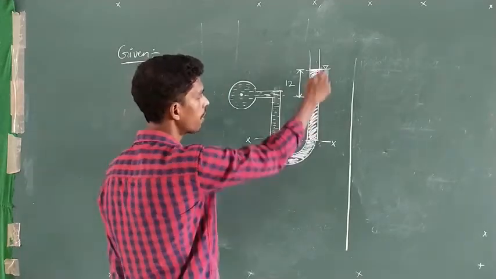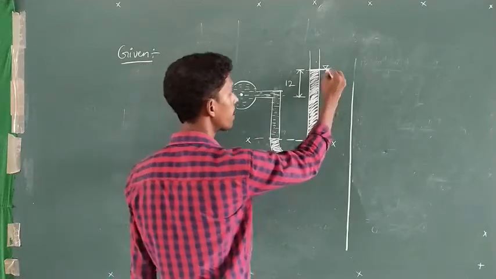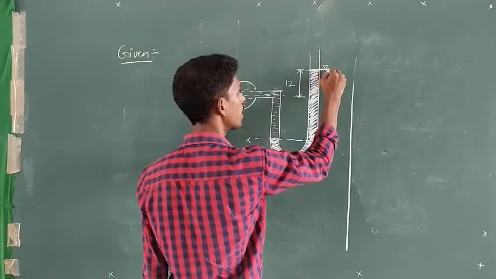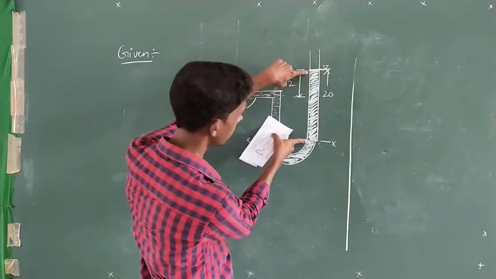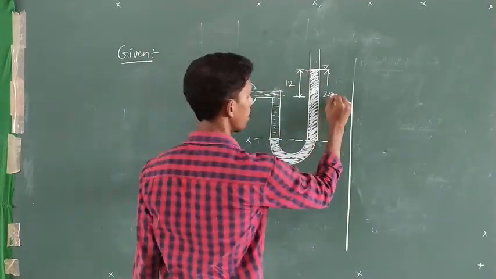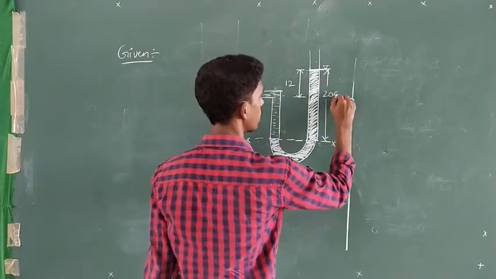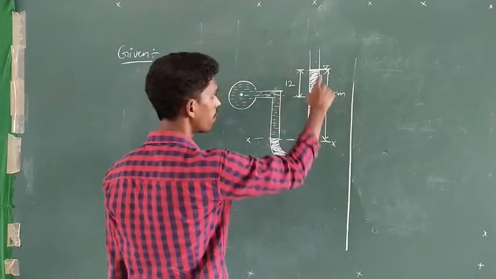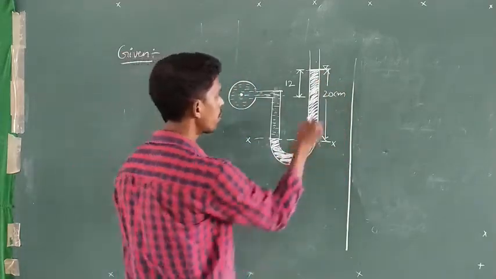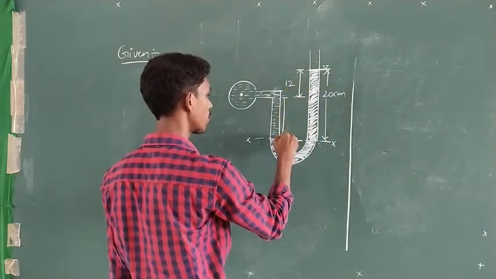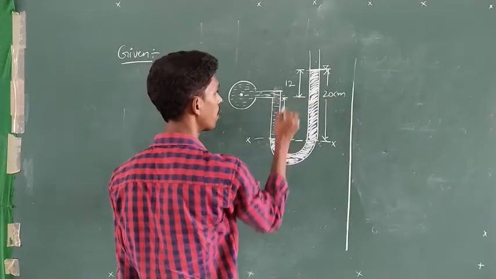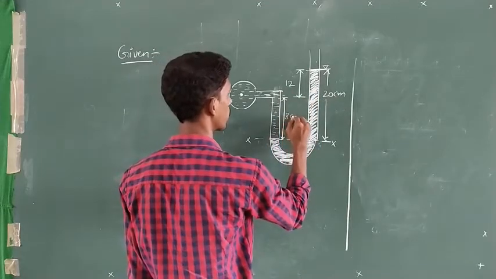What about the level difference here? The level difference in the two limbs is this one, right? So this will indicate the level difference. So what is the value there? 20 centimeter he has given. This indicates the value of level difference. What if this is 20 and this is 12? What about this value? 20 minus 12, it is 8, right?